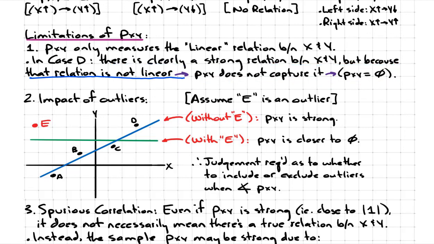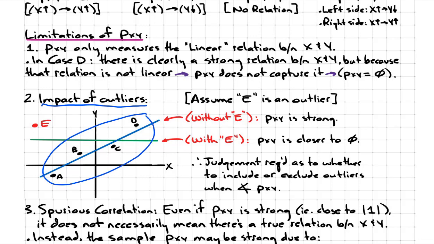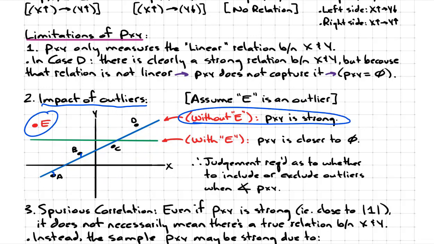The other limitation of correlation is the impact that outlier or extreme values will have. So in the first case, let's just look at the observations A, B, C, and D. And you can see that if you draw a linear line that fits through A, B, C, and D, all 4 observations are tightly around that linear line, indicating that there's a pretty strong relationship between x and y.